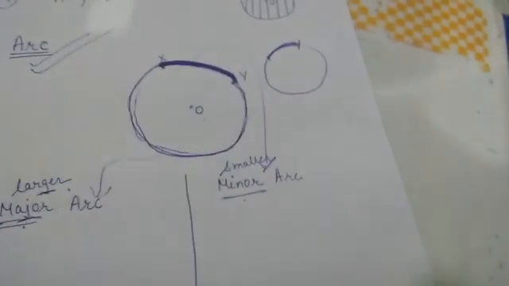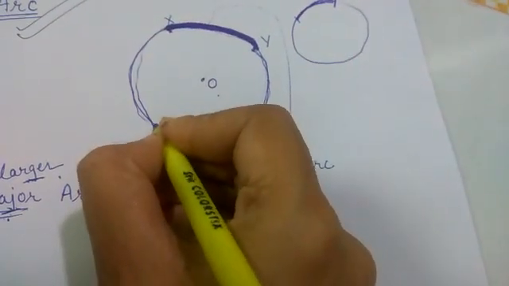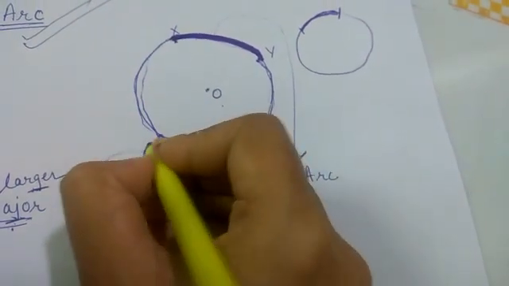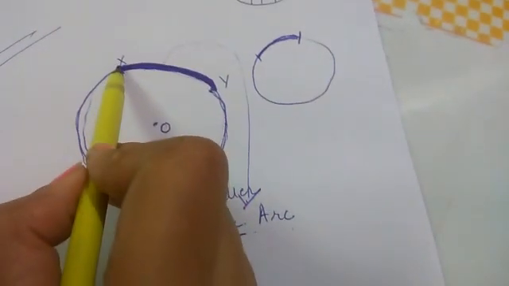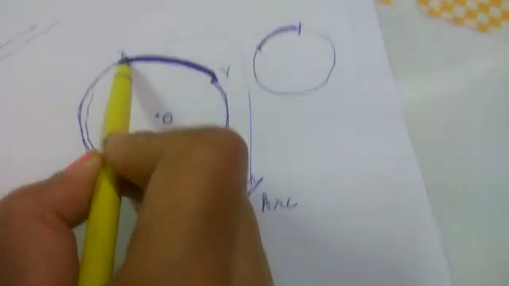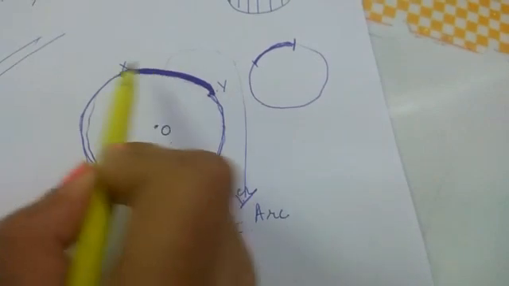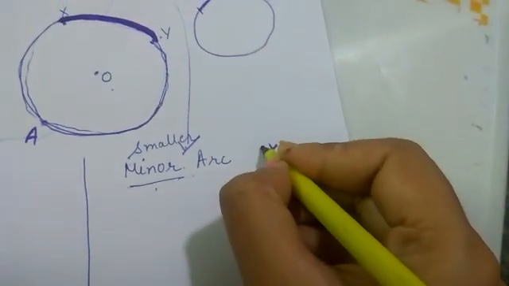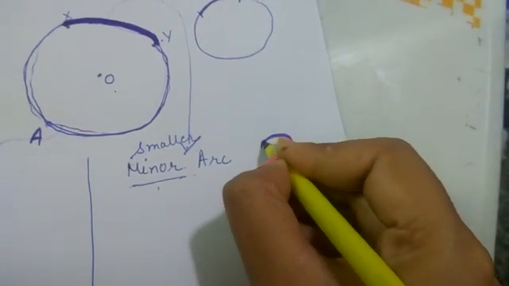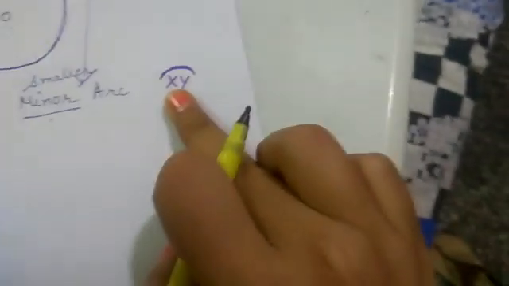Now, in your book also, let us suppose this is any point A that is given to you. Get it? Now see, here this is the minor arc. What is the name of the minor arc? You have to start from this point and move towards this point only. So X, Y, and on the upper side you write the arc symbol. This means arc XY.